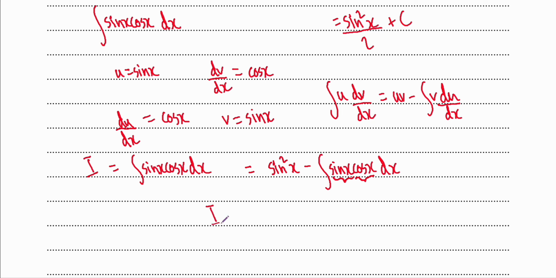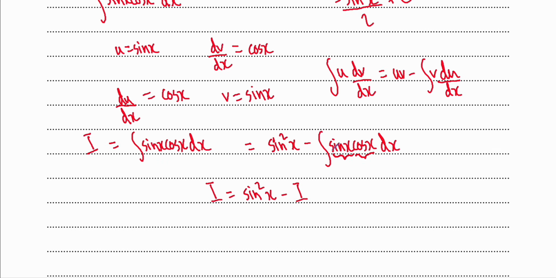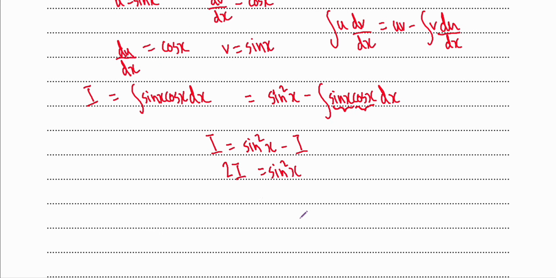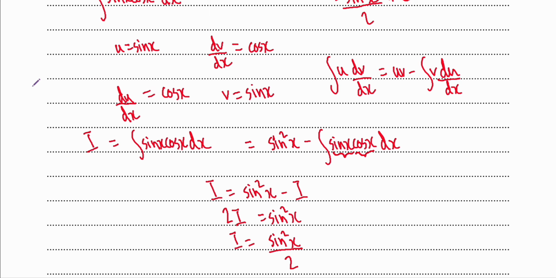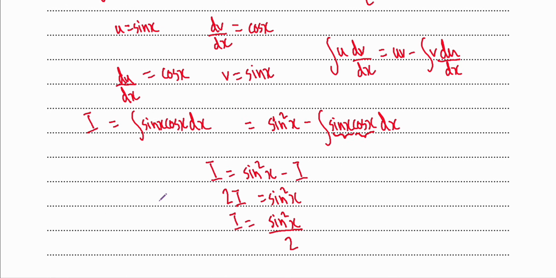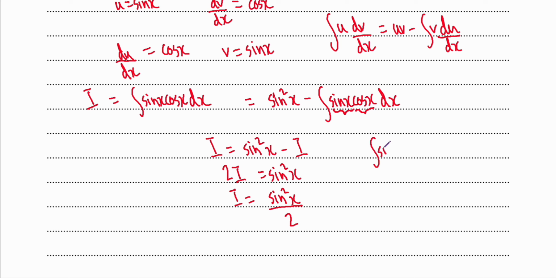So we have I is equal to sine squared of x minus I, because that is the integral that we need. So now all of that's gone away, and we can rearrange it. We have 2 times the integral, so 2I is equal to sine squared of x. If you divide both sides by 2, we have I is equal to sine squared of x divided by 2. But what is I? I is the integral that we needed. I is equal to the integral of sine of x cos of x dx. So that means the integral of the sine of x times the cosine of x with respect to x is equal to sine squared of x divided by 2 plus c, of course, always.